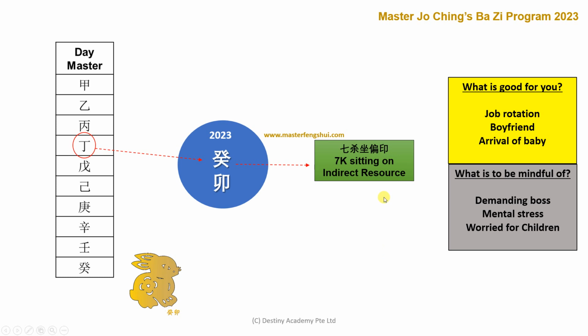Indirect resource can lead to mental stress, especially if indirect resource is your unfavorable element. For the ladies, you get more worried for children, because after all, resource can counter your output element. And 7 killing can lead to a more demanding boss. So please be more mentally prepared during this type of year for these kinds of events.